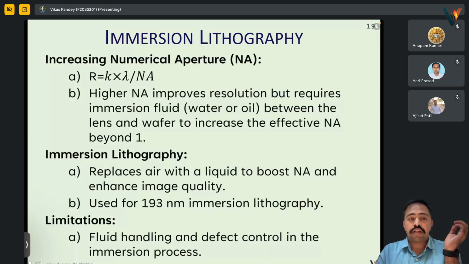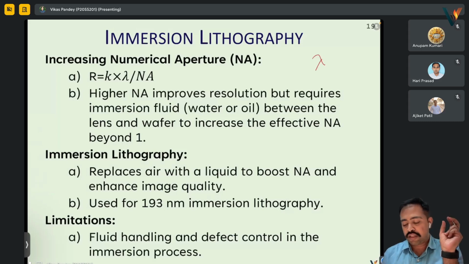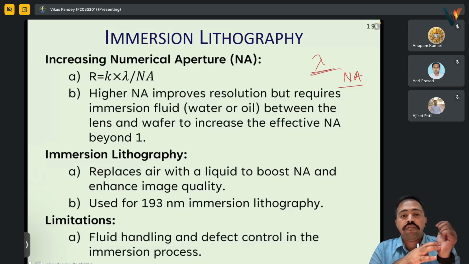Then another technique is immersion lithography, where we increase the NA. We saw that there are two things, lambda and NA. These affect our resolution. So one is wavelength we are playing with. Second one is we can change the numerical aperture. Higher numerical aperture will give us lower resolution since it is inversely proportional, but it requires immersion fluid, something like water or oil between the lens and wafer.